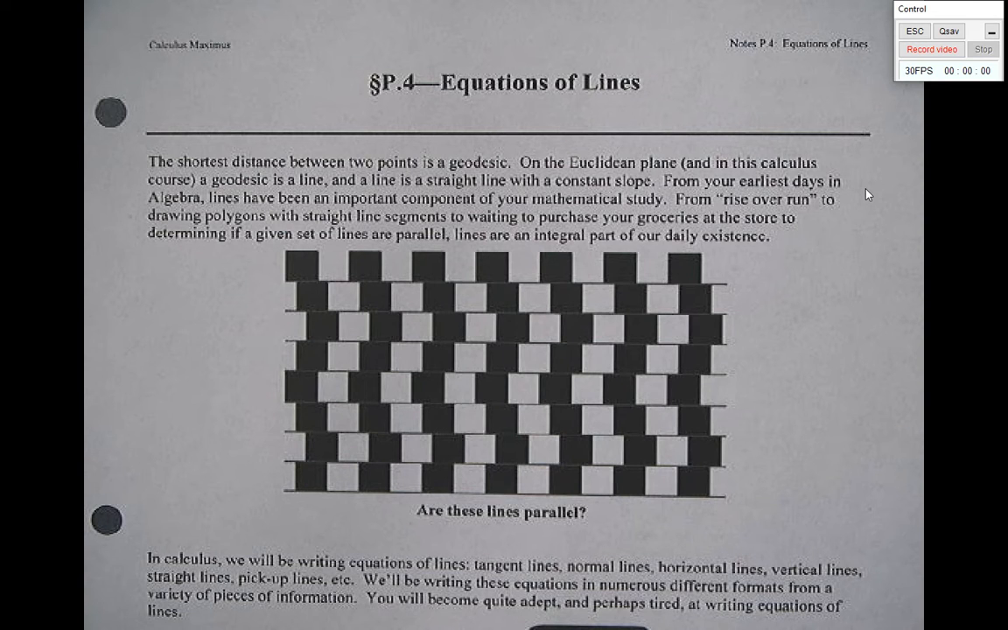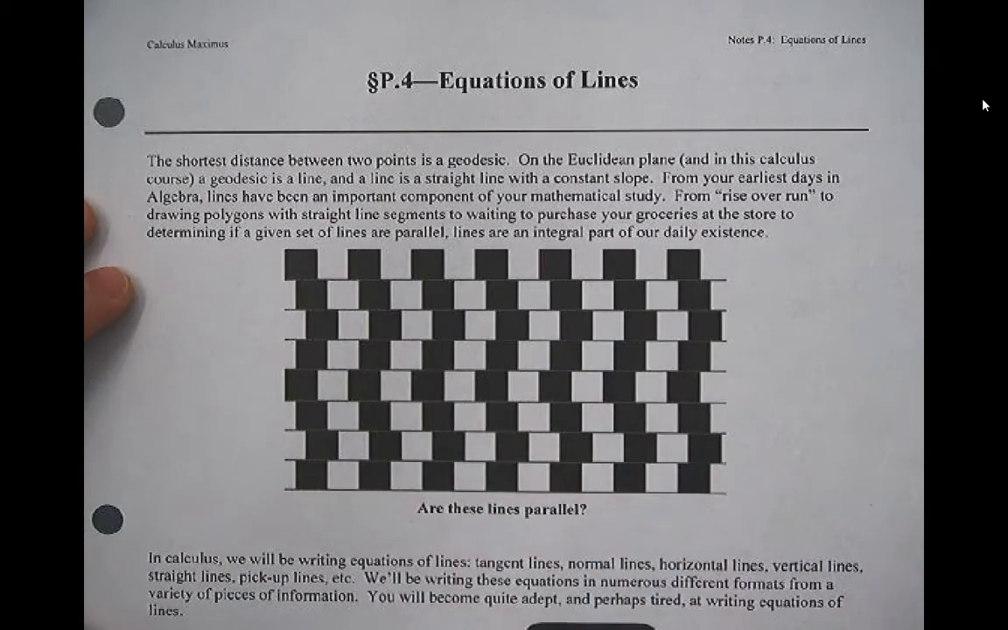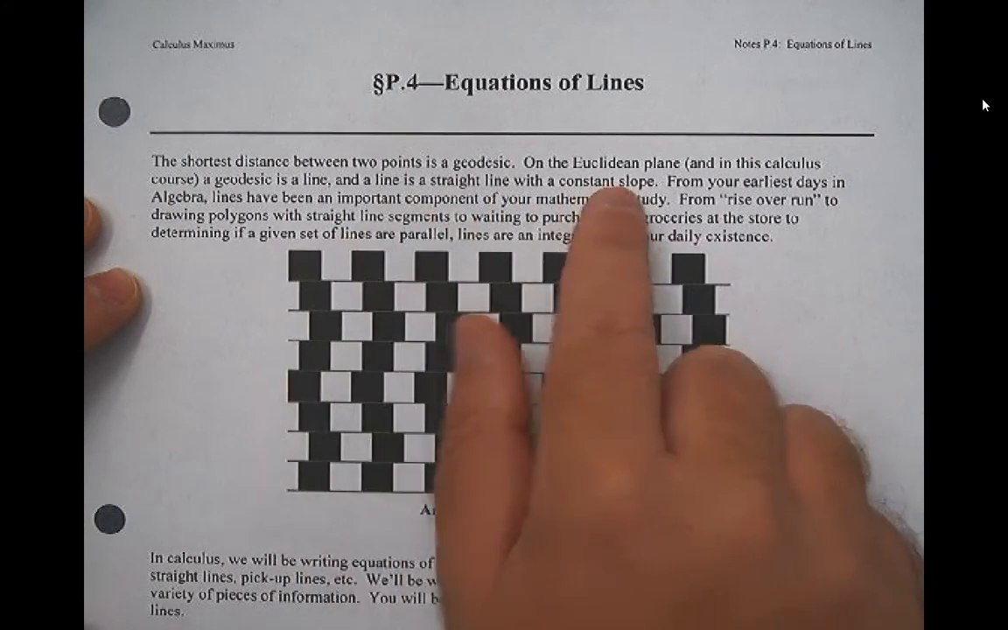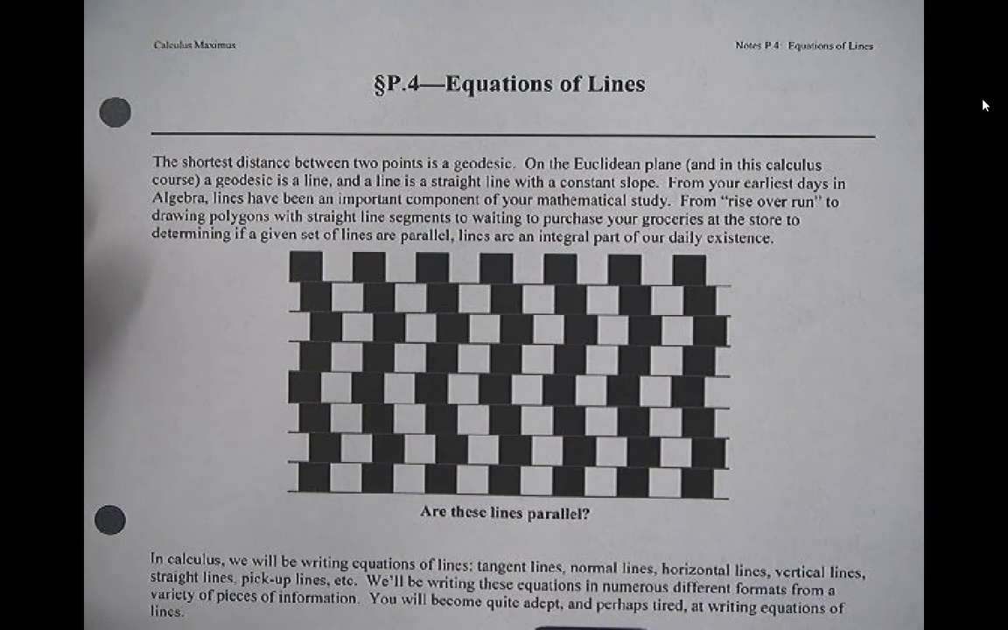Hey folks, today's topic is the equation of lines. This should be probably the most straightforward notes that we get to take all year. So just a couple things to remember about a line. A line is a straight line. A line is considered a line when it has a constant slope. So like a parabola is not considered a straight line because it doesn't have a constant slope.